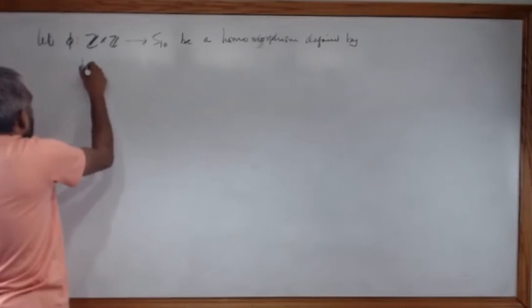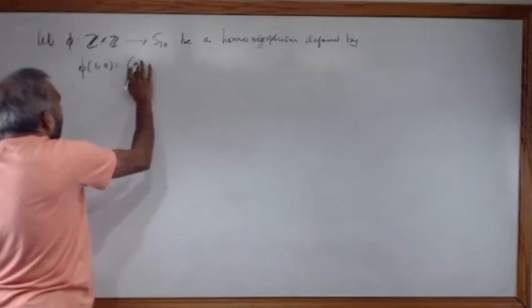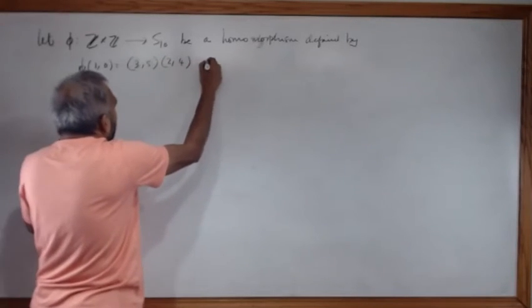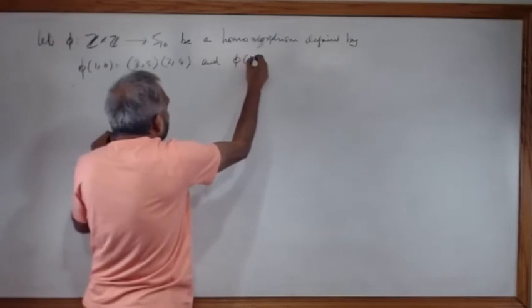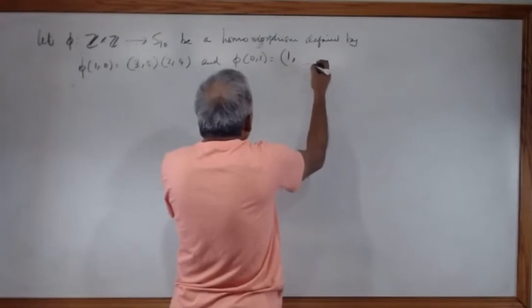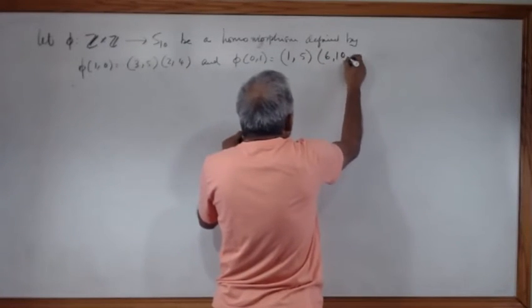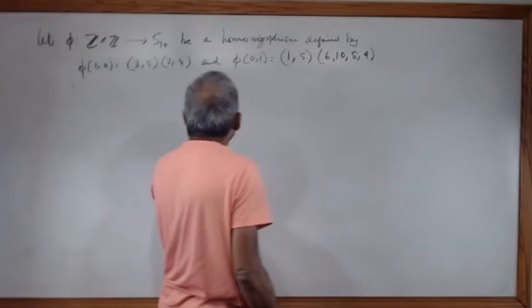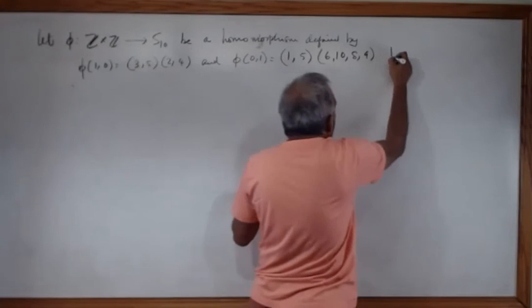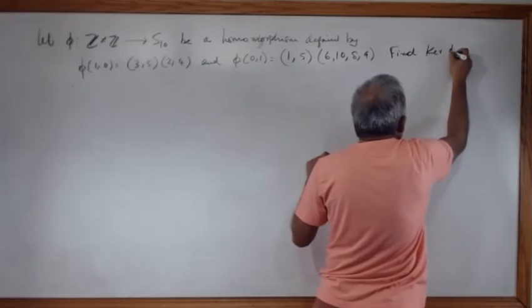phi of (1, 0) is equal to (3 5)(2 4), and phi of (0, 1) is equal to (1 5 6 10 8 9). Then our problem is to compute or find the kernel of phi.